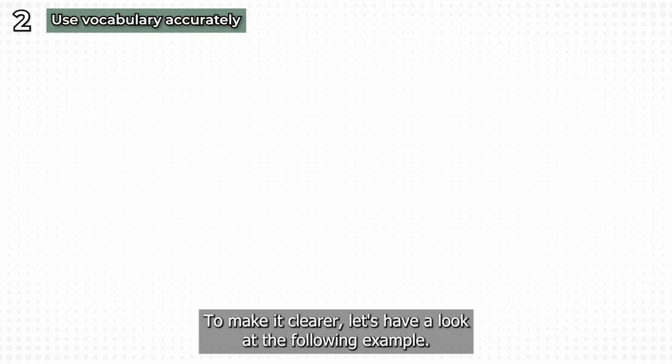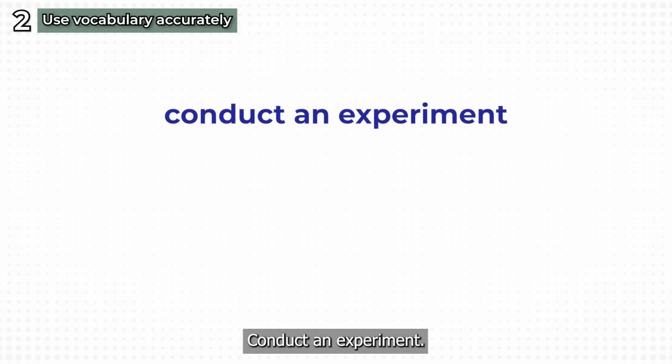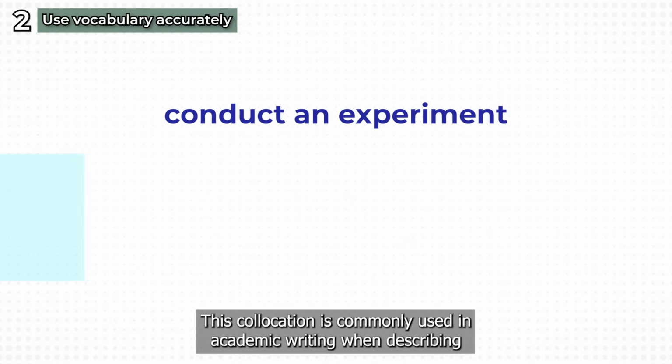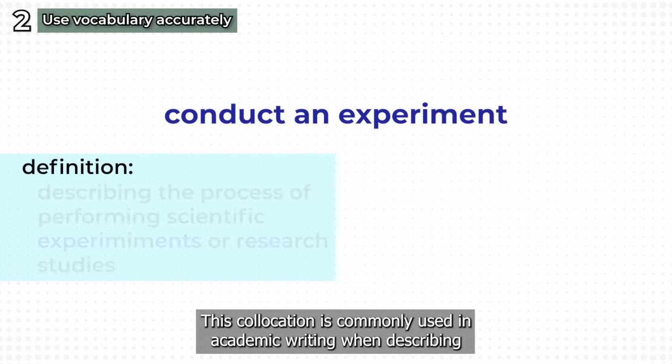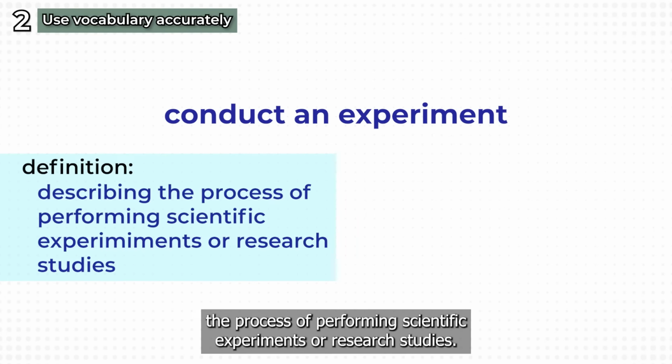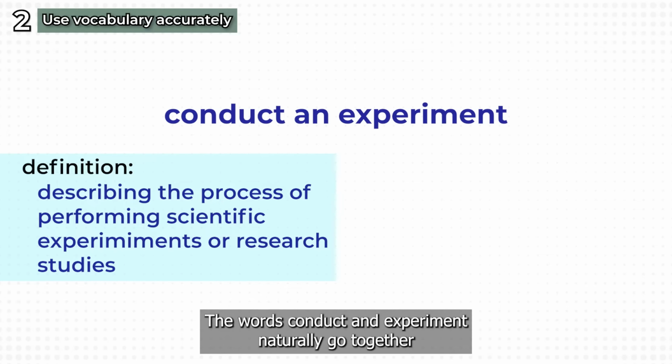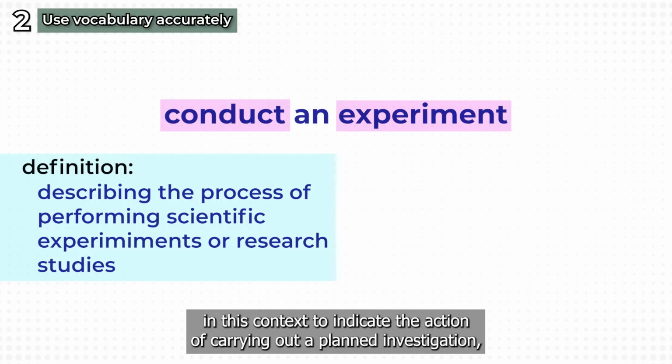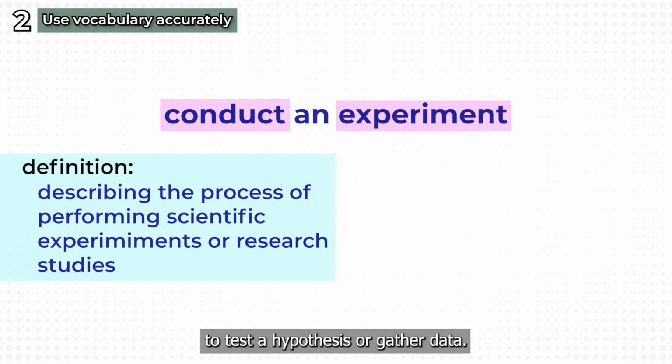To make it clearer, let's have a look at the following example: conduct an experiment. This collocation is commonly used in academic writing when describing the process of performing scientific experiments or research studies. The words conduct and experiment naturally go together in this context to indicate the action of carrying out a planned investigation to test a hypothesis or gather data.